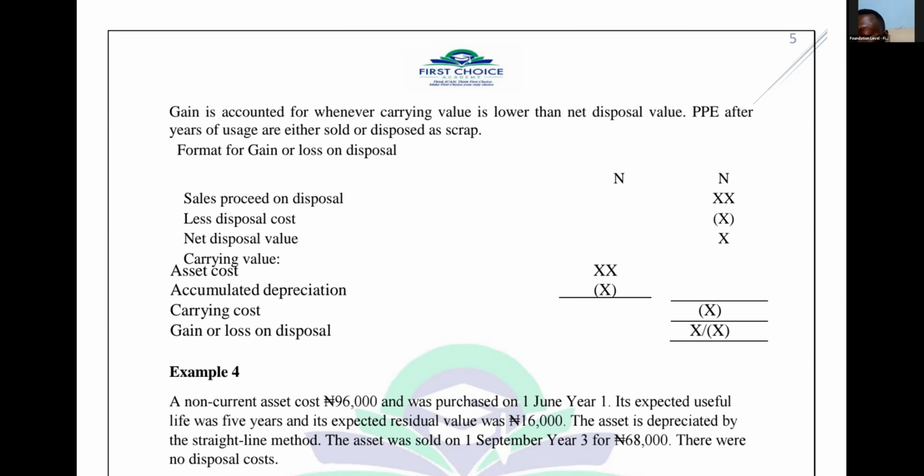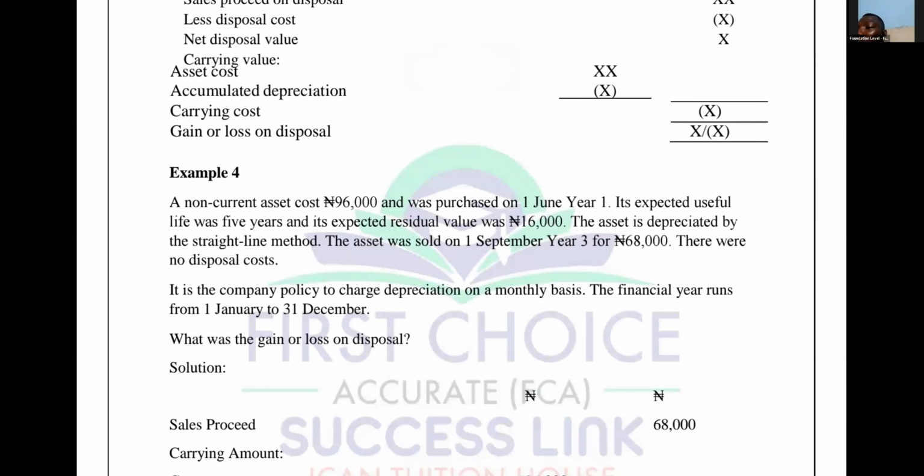And gain is recognized in the profit or loss account. The same thing as loss is recognized in the profit or loss account. Now, gain is under gross profit. Loss is under expenses. Now, let's use a question to explain that further.